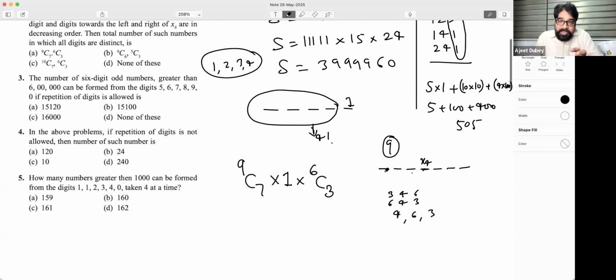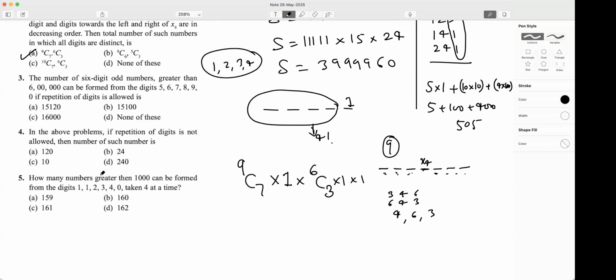So those 3 digits, which 3 digits I have to select? So I selected. That can be arranged only one way. And the balance 3 automatically one way. So this will be your answer. 9C7 into 6C3. So that will be option A.